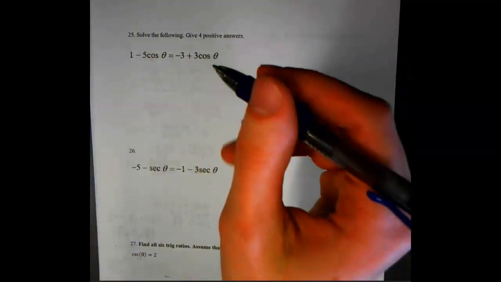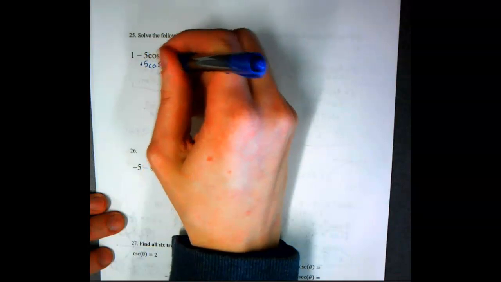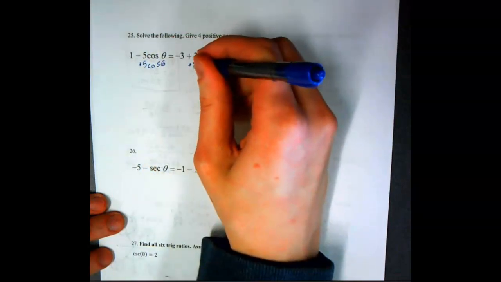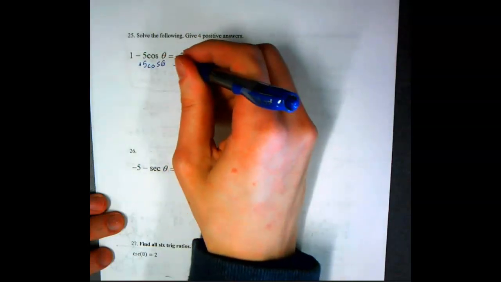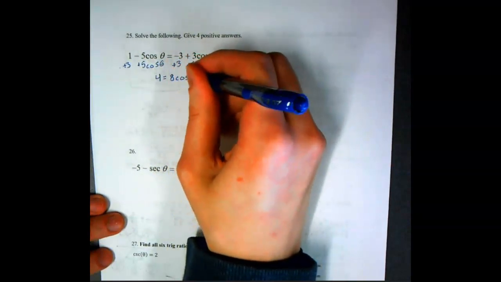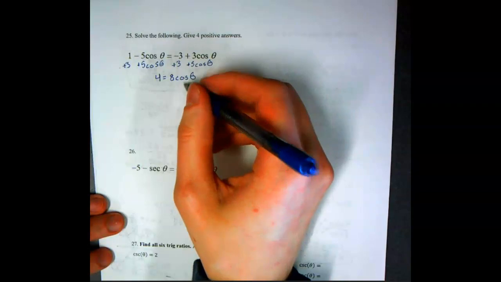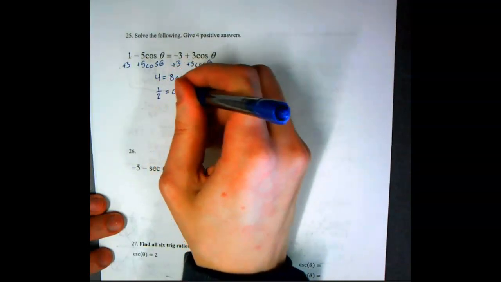For 25, first we're going to try and get these cosines by themselves. So we'll add 5 cosine theta to both sides, and we'll add the 3 to both sides. And we're going to get the cosine by itself by dividing by 8. So 1/2 equals cosine theta.